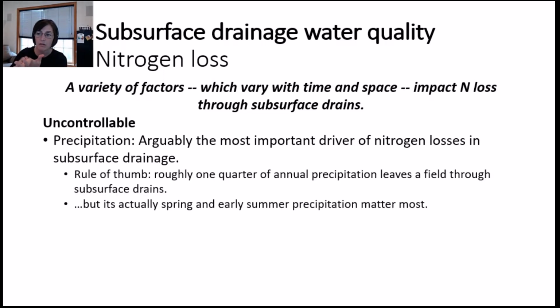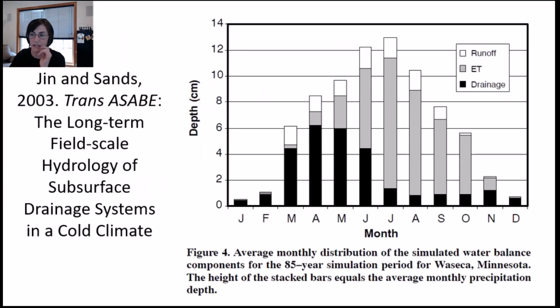Rule of thumb, roughly a quarter of your annual precipitation volume, 20 to 30%, will leave your field through your tile drain. But it's actually about 4 months of the year that are the most important for when drain pipes are flowing and for when we're sending a lot of nitrogen downstream.